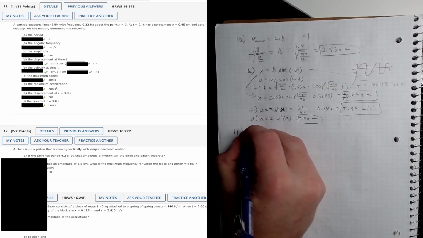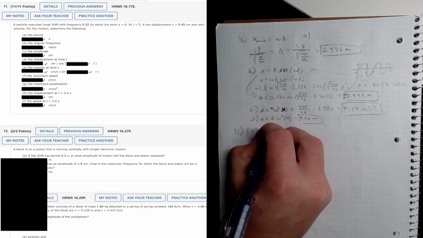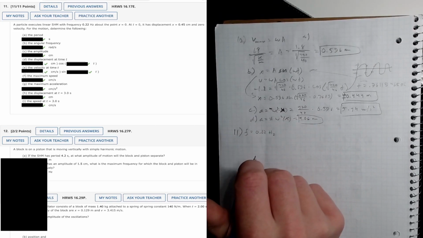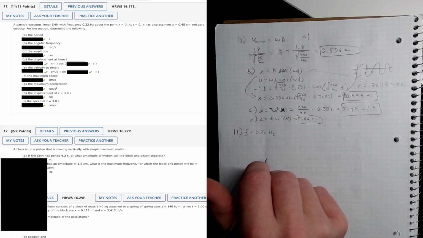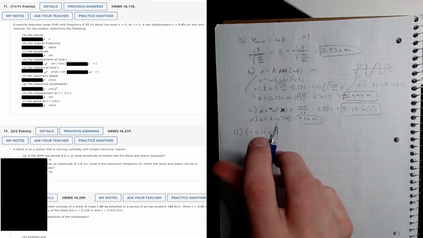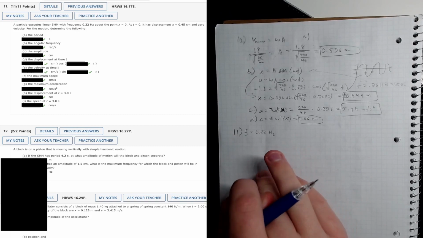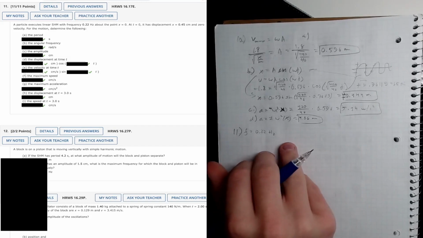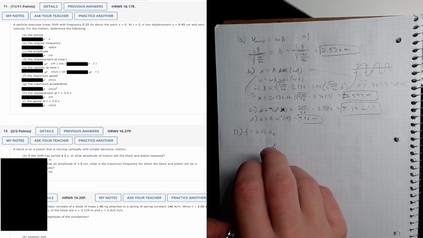So f equals 0.22 hertz. We know at x equals 0, t equals 0 it has the displacement given and zero velocity. For the motion, determine the following. Displacement, that's just the amplitude in that case. Determine the following.